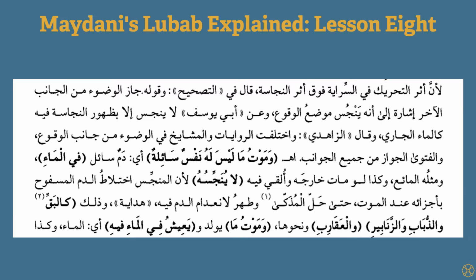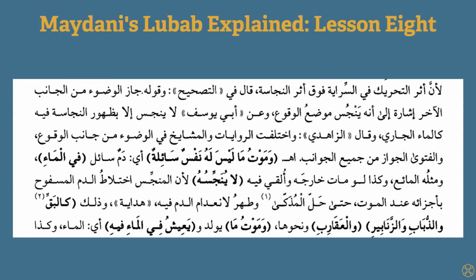وذلك, such as what? كالبق, right, like mosquitoes, والذباب, and flies, والزنابير, hornets. Man, these things are scary. They're really big, right? And they fly really slowly, honestly. Allah protect us. Okay. والعقارب, and scorpions, ونحوها. So that's one set of insects. وموت ما يولد ويعيش في الماء فيه. Something that is born and lives in the water also.